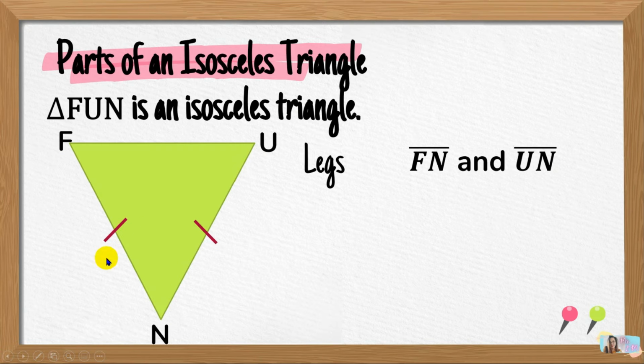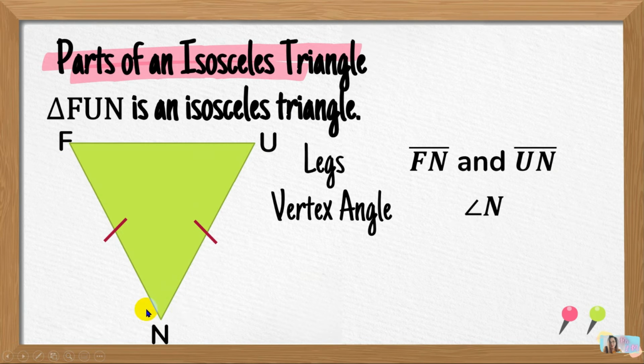Now, from these two legs, we have the included angle. At alin yung included angle nung legs na yon? Tinatawag natin siyang vertical angle. At ang vertical angle na yon ay ang angle N. So, ito siya. Now, from this vertical angle, angle N, opposite to this angle is base. Okay? So, alin ang base ng triangle FUN? That is side FU or UF.